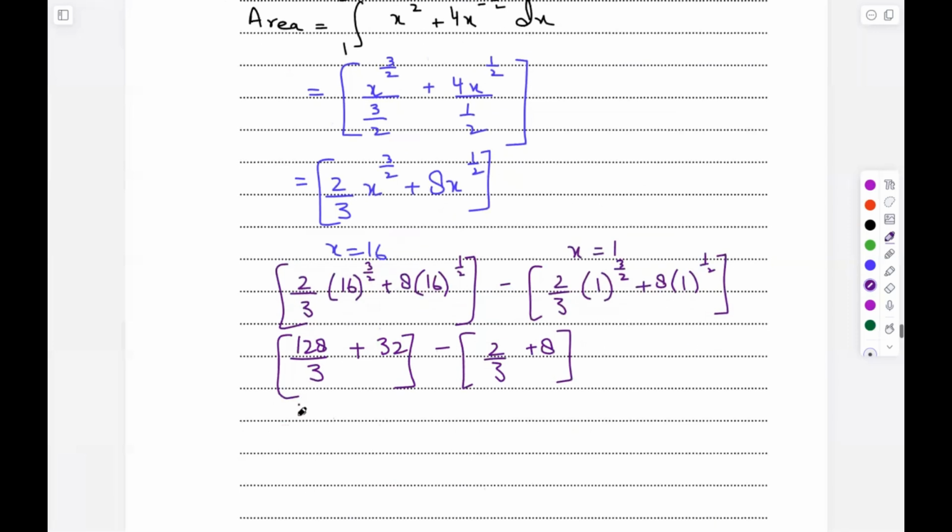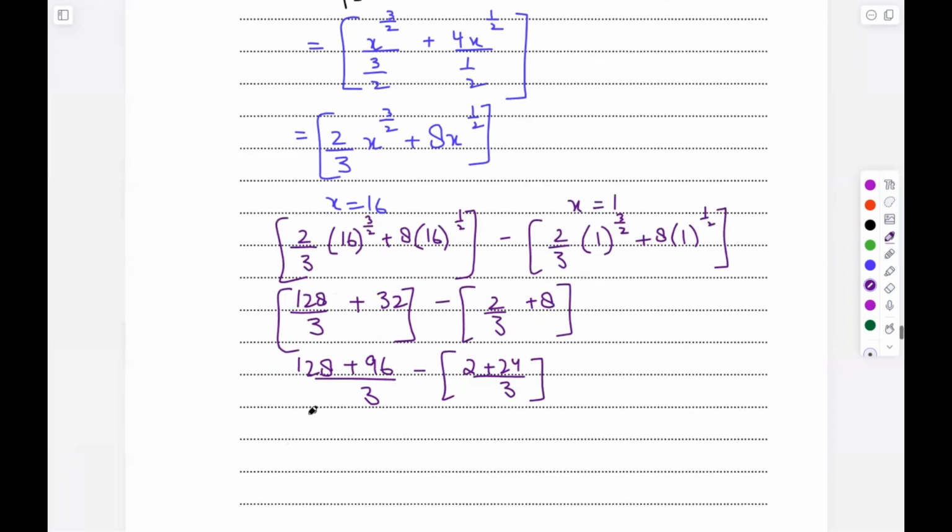So taking the LCM, we can write it as 128 plus 32 into 3, which is 96, upon 3, minus, simplifying this, we'll get 2 plus 24 upon 3. So 128 plus 96 is equal to 224 upon 3, and this will become 26 upon 3. So 224 minus 26 is 198, and 198 divided by 3 will be equal to 66.